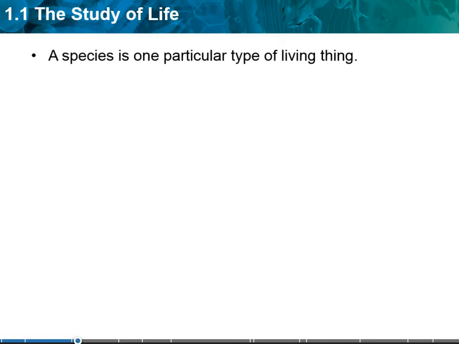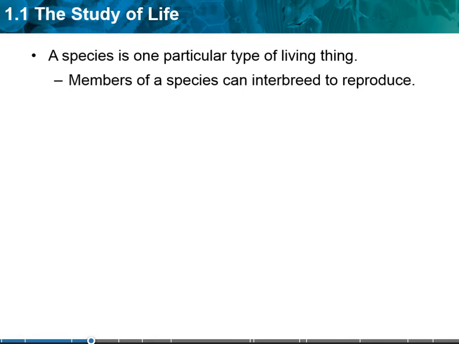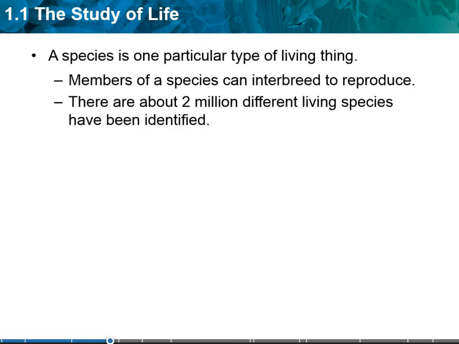So, a species, you'll hear me say that a lot as we go through biology, is one particular type of living thing. So members of a species can interbreed and reproduce fertile offspring. So if they reproduce and don't produce fertile offspring, if the offspring is sterile because they were two different species, that means that they aren't close enough in relation to one another. There are about 2 million different living species that have been identified on the planet.